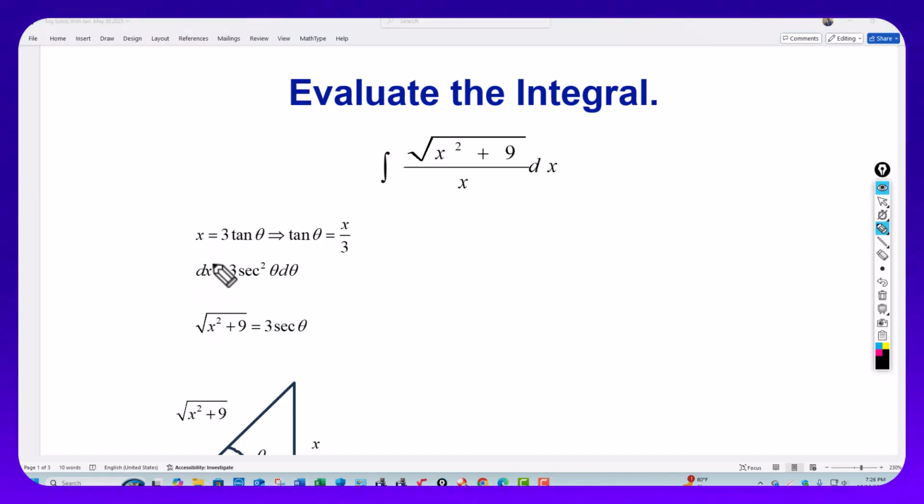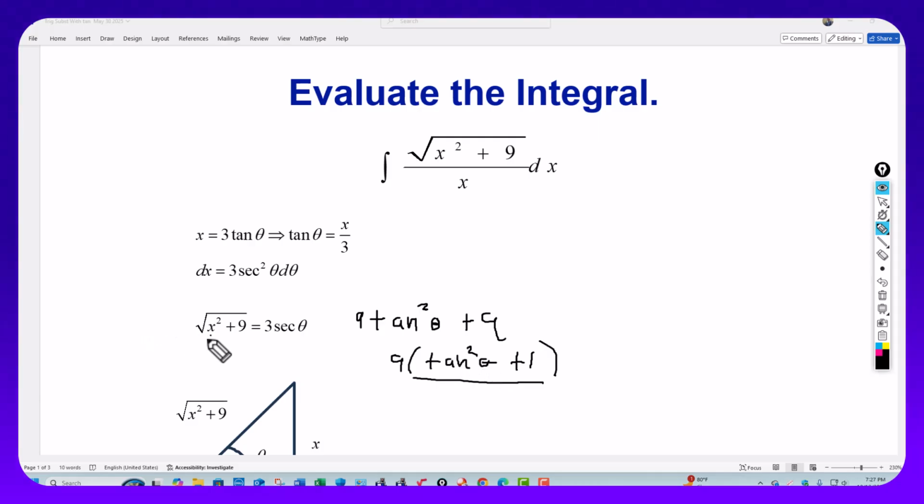Replacing x with 3 tangent theta in this radical, I'm going to get 3 squared, which is 9, times tangent squared, since I'm plugging in 3 tangent theta for x, and then plus the 9. Factor out the 9, and you get tangent squared theta plus 1. This is one of your Pythagorean identities, equal to secant squared theta.